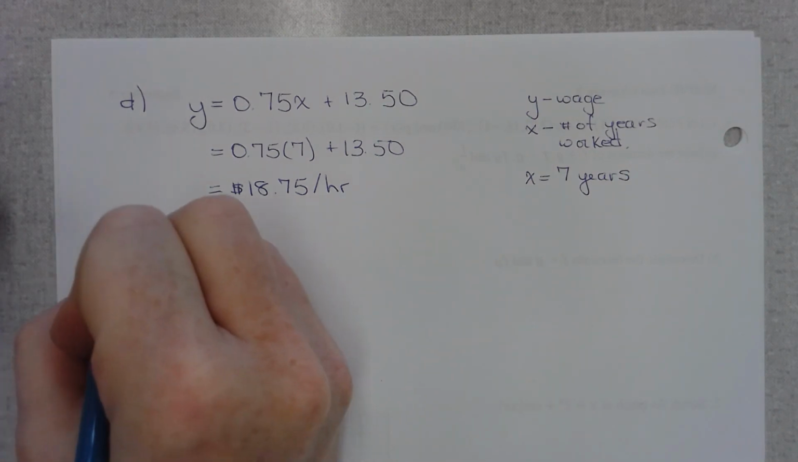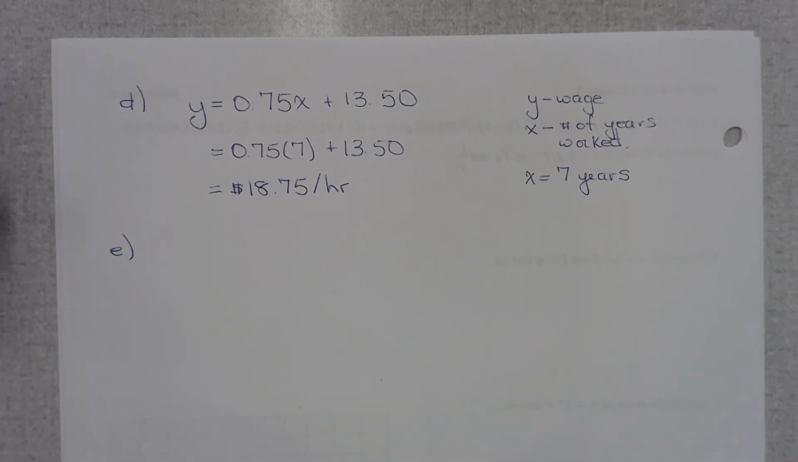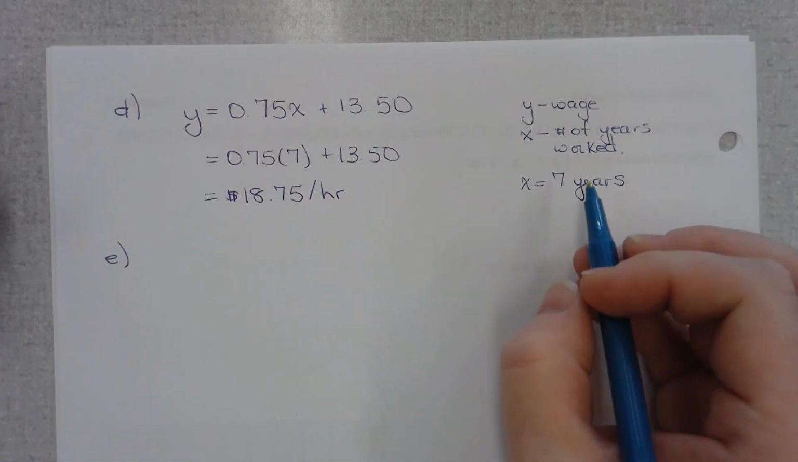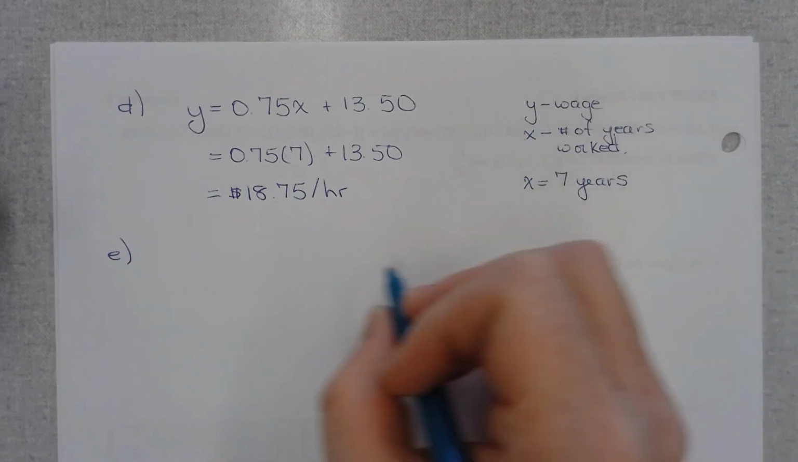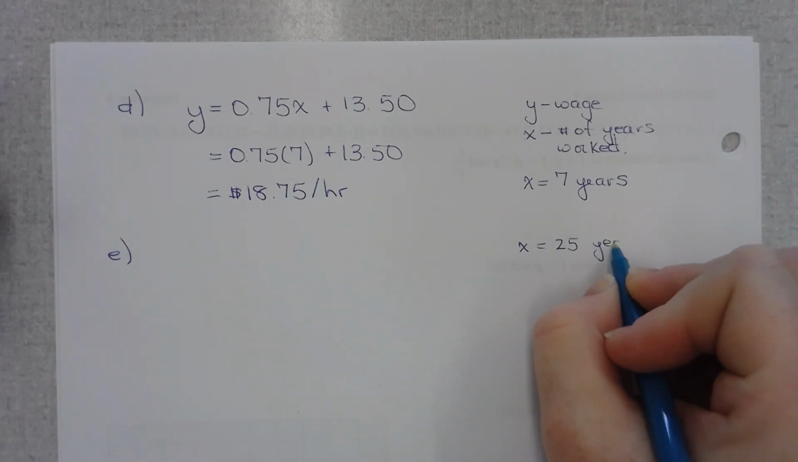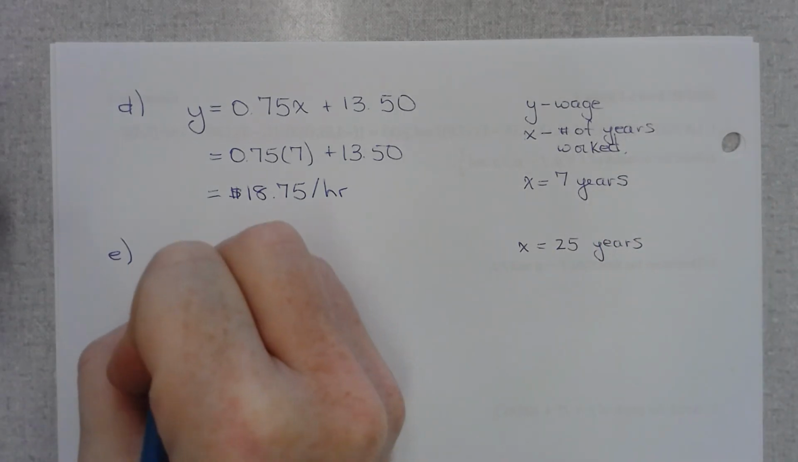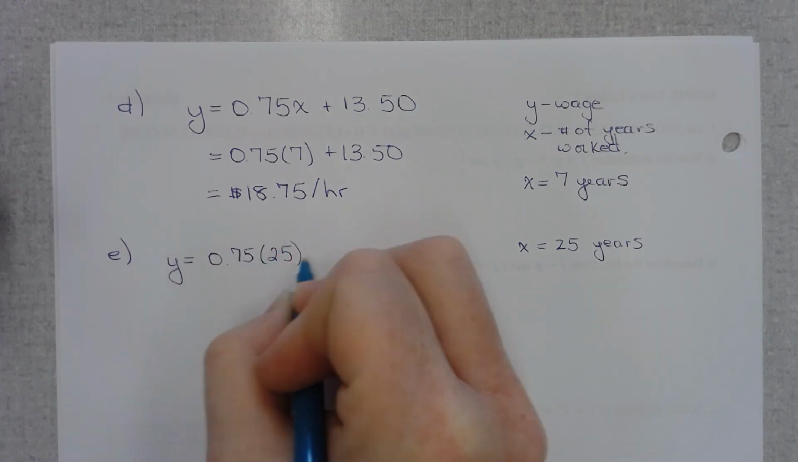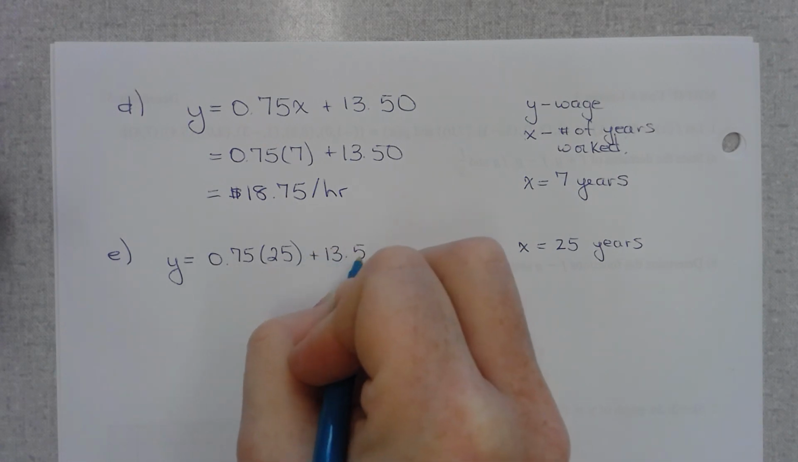And then E says, what wage does this linear model predict for a worker who has been working for the lab for 25 years? And does this seem reasonable? And explain how the store might modify the raise policy. So in this case then, it's 25 years. So again, we know that y is wage and x is the number of years worked. So in this case then, we know that x has to equal 25 years. Okay, so if y equals 0.75 times 25 plus 13.50.